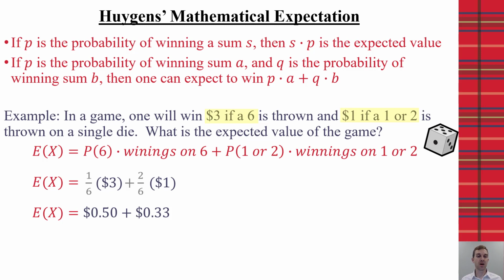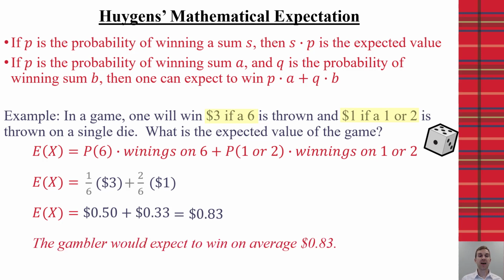Since we're dealing with money, we'd round it to the hundredth. I add them together, and that would be 83 cents. That means that the gambler, or one who's playing this game, would expect to win on average 83 cents. Now you can never win exactly 83 cents. That's why it's considered the expected value, because it's the average over the long time of playing this game.